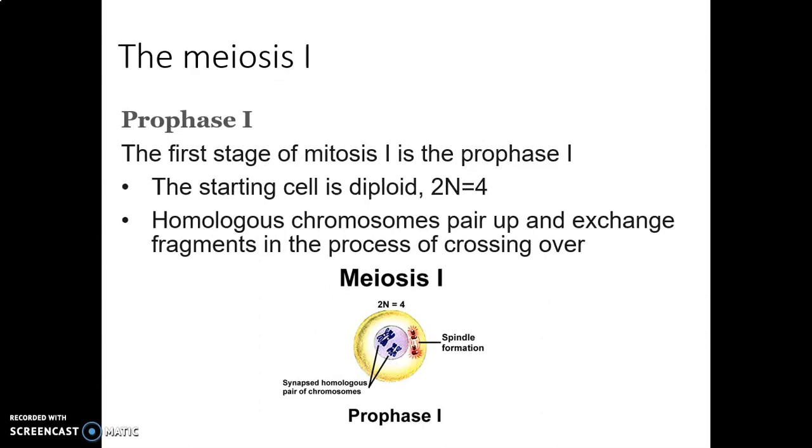Prophase 1. The first stage of meiosis 1 is prophase 1. The starting cell is diploid, 2n equals 4, and homologous chromosomes pair up and exchange fragments in the process of crossing over.